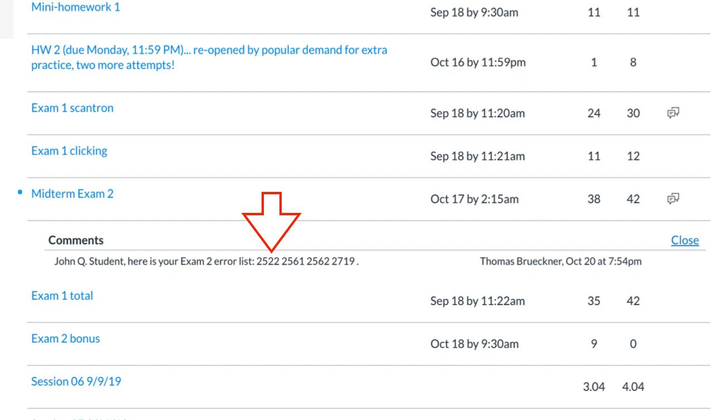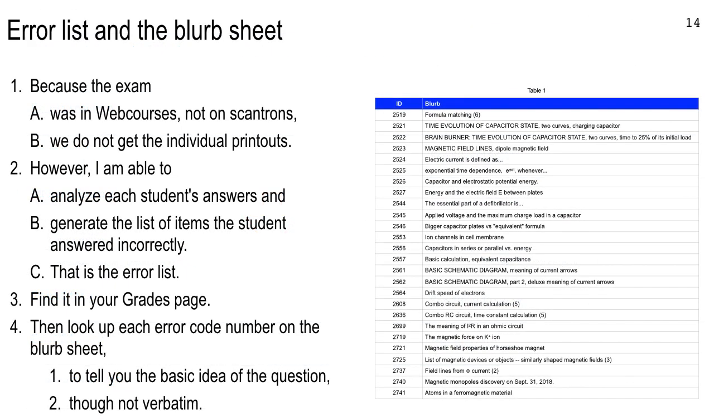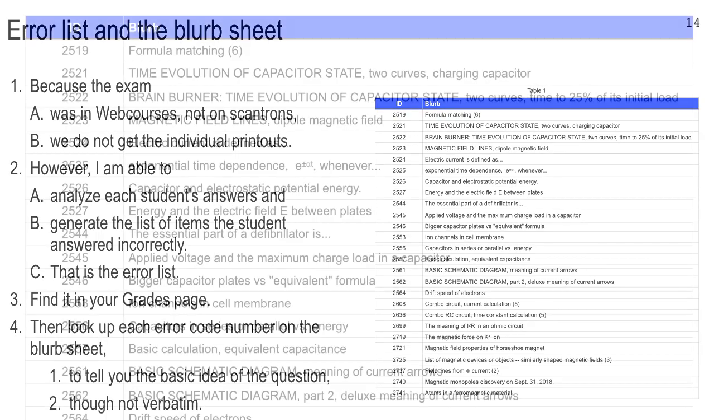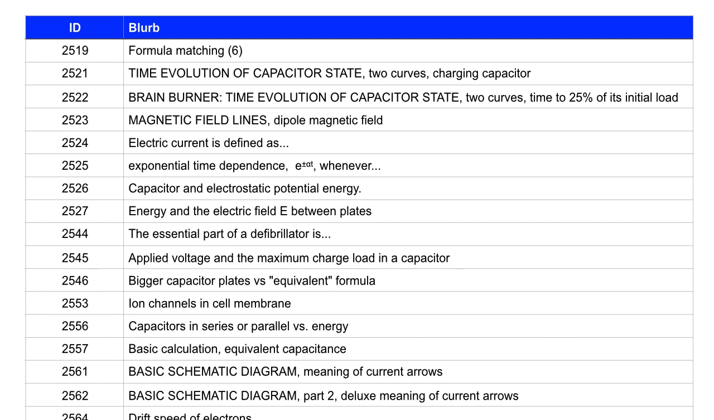All right. Now, why is that important? Well, you then go and look up the blurb sheet. Now here's the blurb sheet, and it's a PDF, and it basically is a list of all those ID numbers, 25, 22, and so on. And then next to it is a little blurb about each item. So kind of looks like this. So 25, 22, brain burner, the evolution of the capacitor state, two curves, time to 25% of its initial load. That's enough to tell you the gist of the problem, but not verbatim. So I don't publish verbatim.